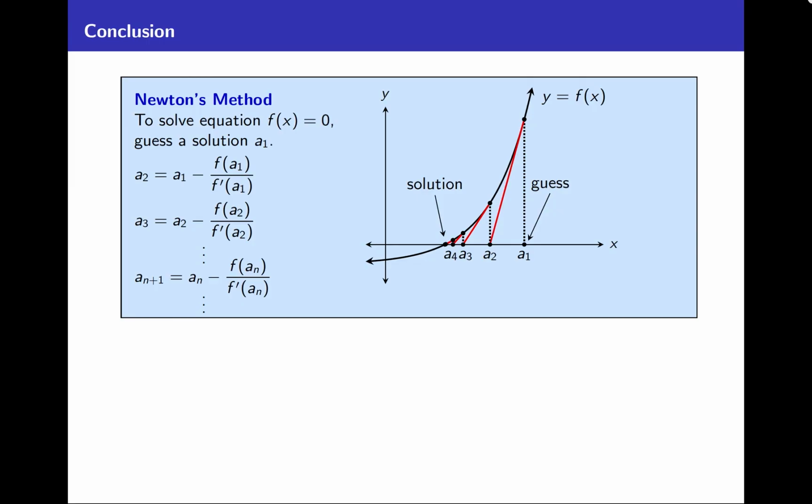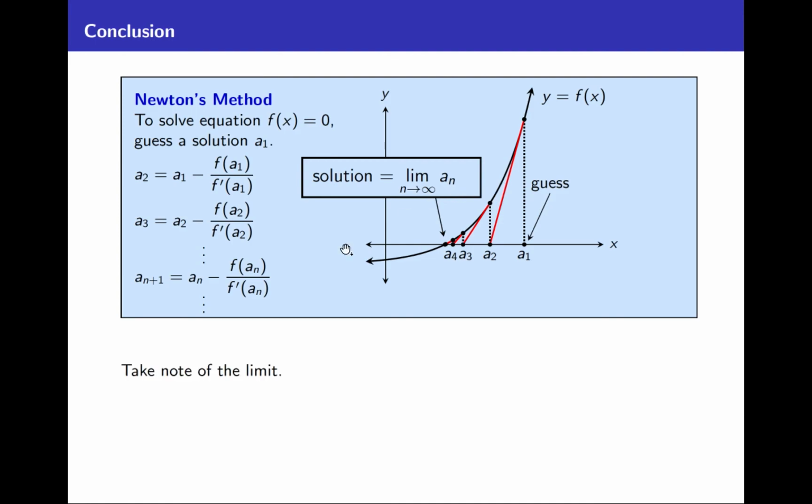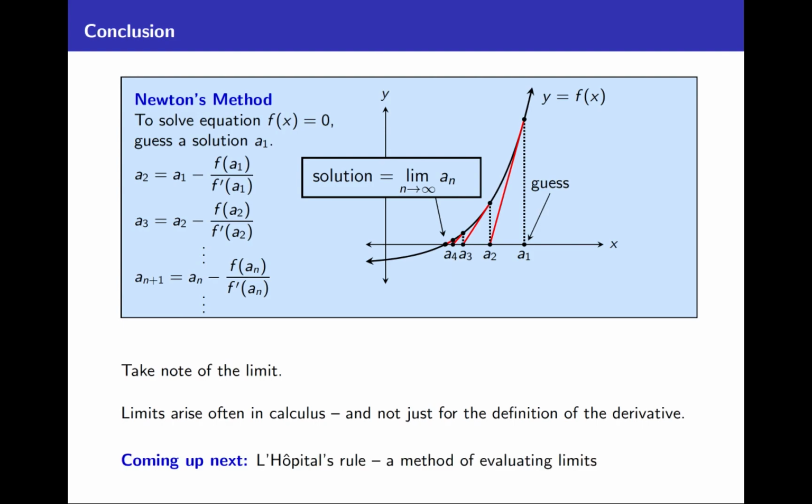In conclusion, we have Newton's method, a method of applying derivatives to the problem of solving equations. We create a sequence of numbers, a1, a2, a3, a4, that get closer and closer to that solution. You might say the solution equals the limit as n approaches infinity of a sub n. Now take note of that limit. It's a fact that limits arise often in calculus, and not just in the definition of the derivative. You're going to see lots of limits, especially in calculus 2.